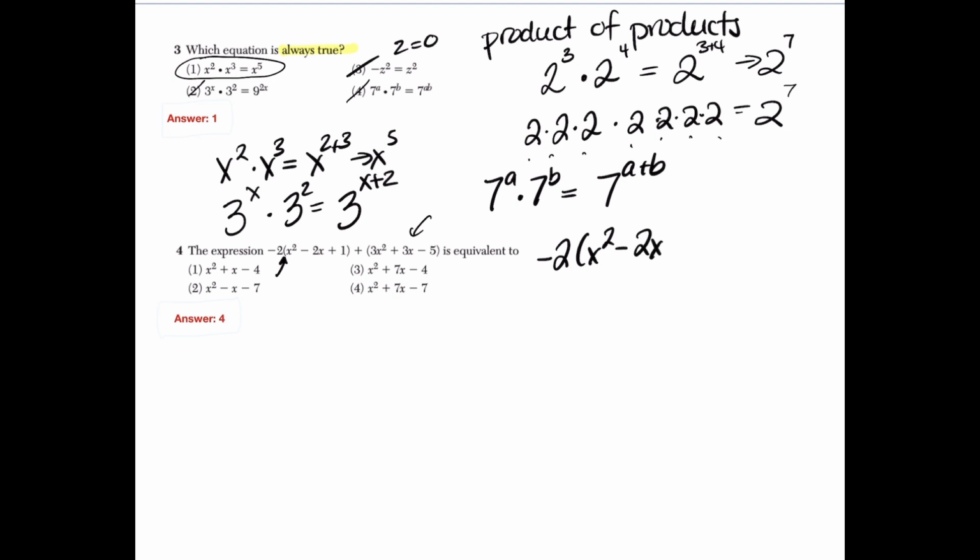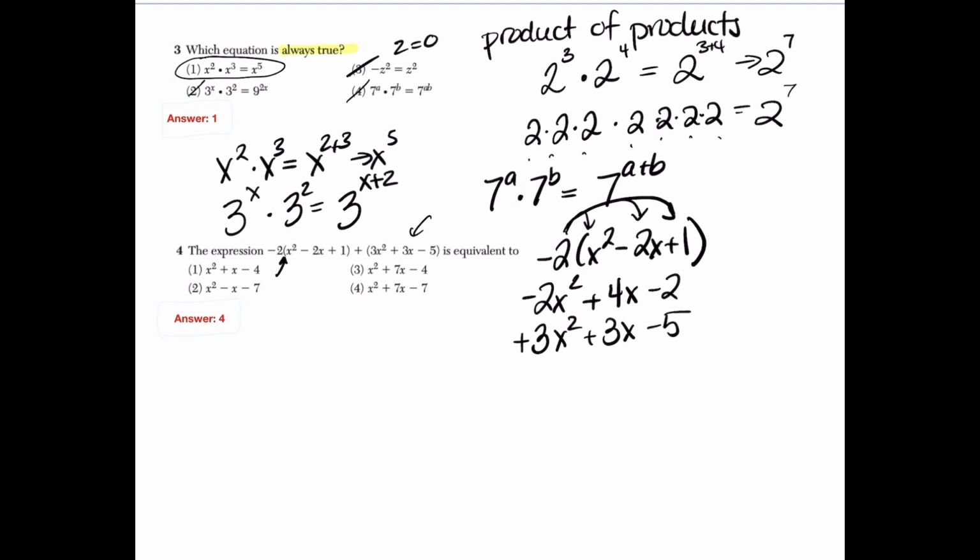And I'm going to distribute and I get negative 2x squared. And then I have the same one, negative 2 times negative 2 is positive 4x, and negative 2 times 1 is negative 2. And from there, I can now add that next set. So add 3x squared plus 3x minus 5.